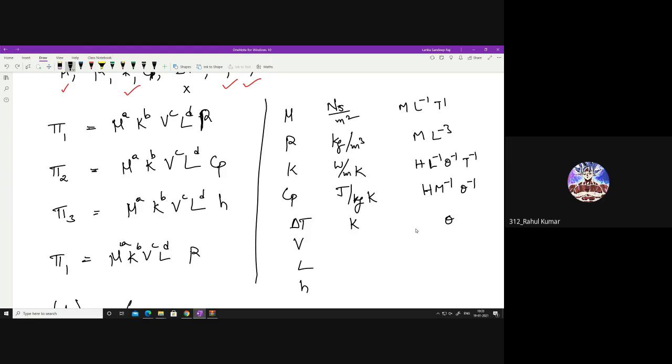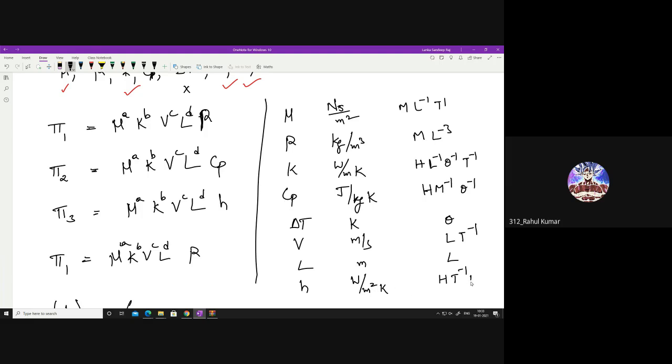And next, moving to V, it is meters per second, it is L into T to the power of minus 1. For l, we will write L here. For h, we write watt per meter square Kelvin. Watt is joule per second. Joule we will represent with H, and per second you write T to the power of minus 1.